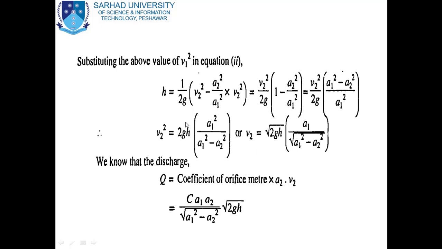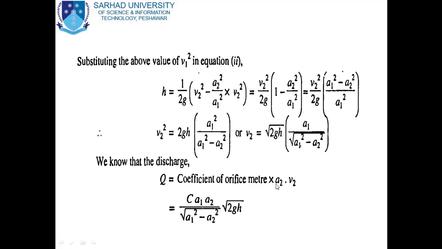or taking the square root on both sides, we get V2 is equal to the square root of 2gH into A1 divided by the square root of A1 square minus A2 square. Now we know that the discharge Q through an orifice meter is equal to the coefficient of the orifice meter into A2 V2. So here put the value of V2 from the above equation.